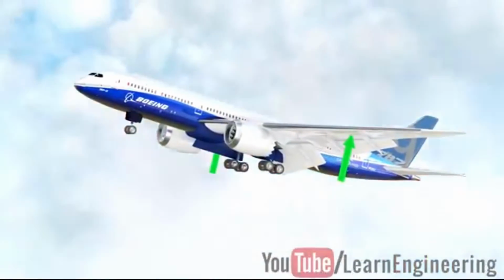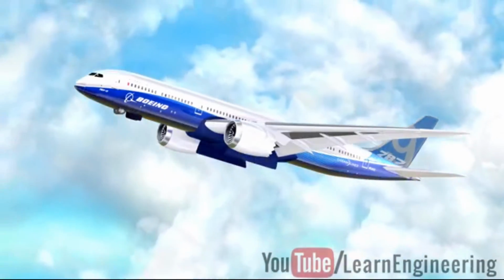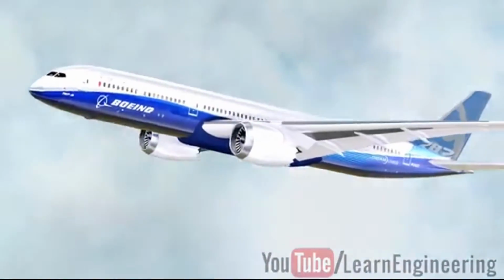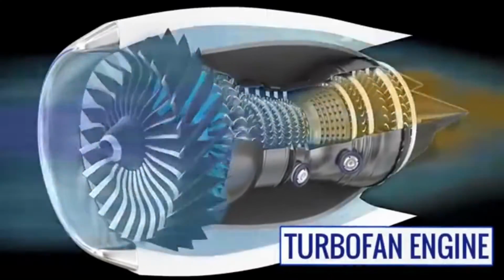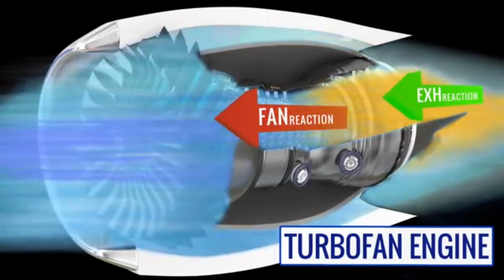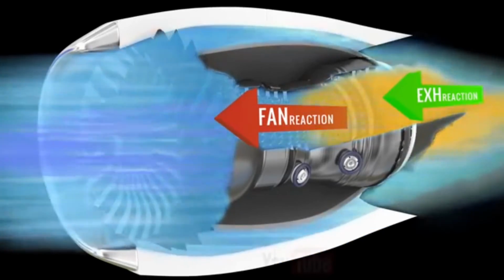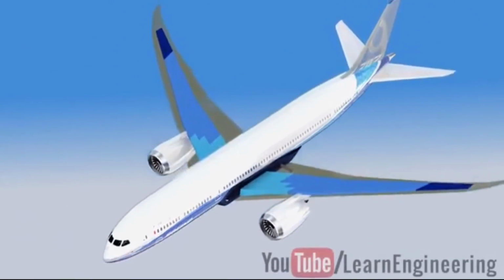In all these discussions, we are talking about the engine's thrust. But how is the engine able to generate thrust? Modern airplanes use special kinds of engines called turbofan engines for this purpose. In this, the fan's reaction and the reaction force of the exhaust give the necessary thrust. The fuel of an airplane is stored inside the wings.